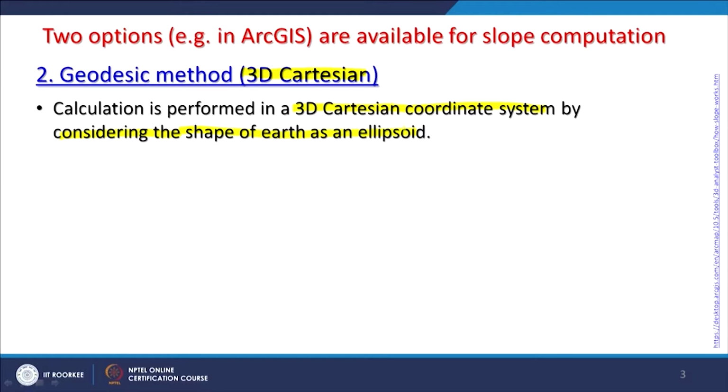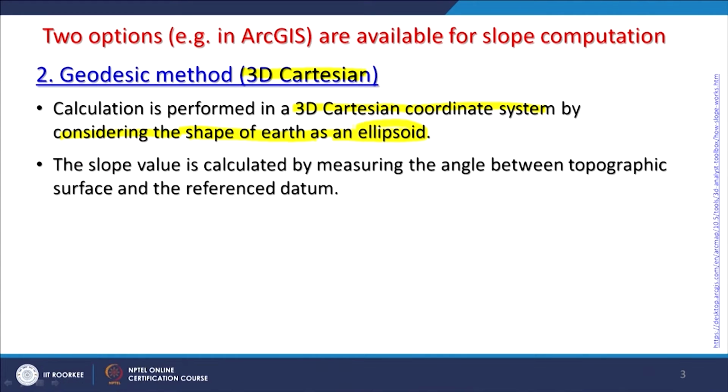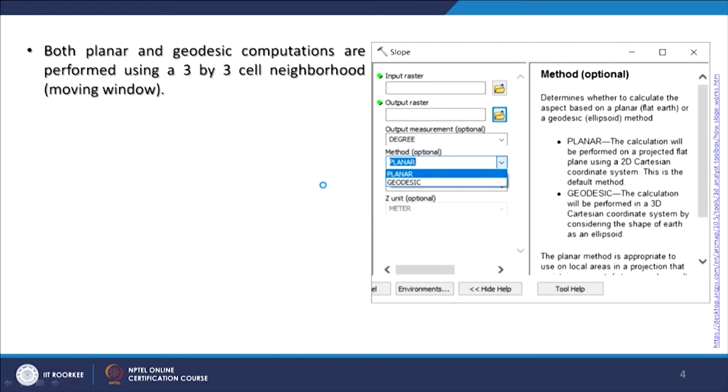As I have said, if a lot of variations are not present in the values of my input digital elevation model, then no matter which option I go for, I may get almost identical results. But if variations are there or I am covering a large area, then the shape of the earth will play a very important role, and there I have to take care of this ellipsoid issue. The slope value in this geodesic or 3D Cartesian method is calculated by measuring the angle between the topographic surface and the reference datum, and this reference datum is very important.